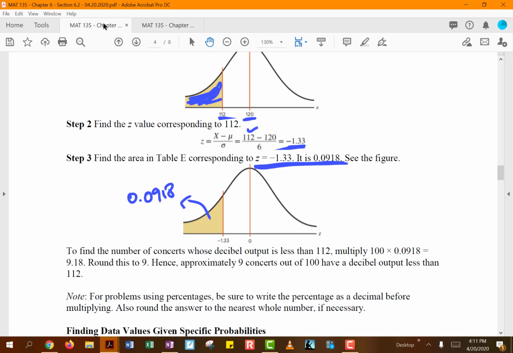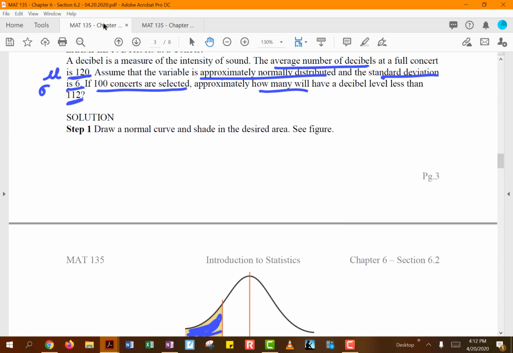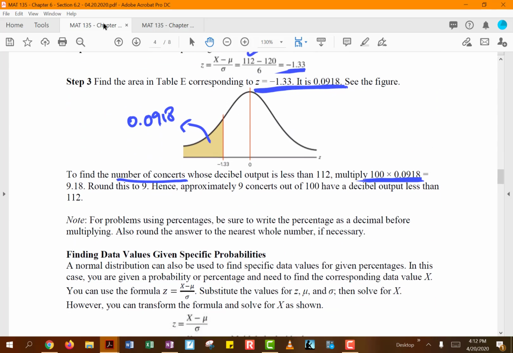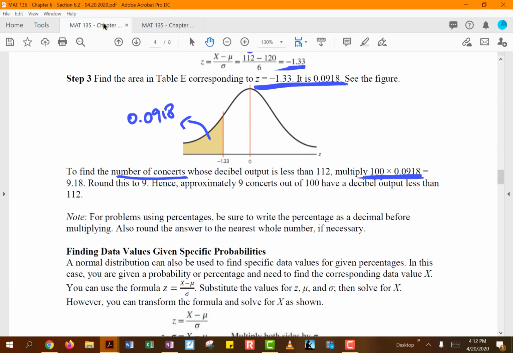But remember, we're not asking for the probability or the percent. We are asking how many concerts out of those 100 will have a decibel of less than 112, a decibel intensity, right? So to find the number of concerts, what we are going to do is take this 0.0918 and multiply it by 100. And we're multiplying this by 100 because we selected 100 concerts randomly. Remember, they told us that if 100 concerts are selected, so that's why we are multiplying by 100 over here. So when you multiply 100 with 0.0918, you get an answer of 9.18.